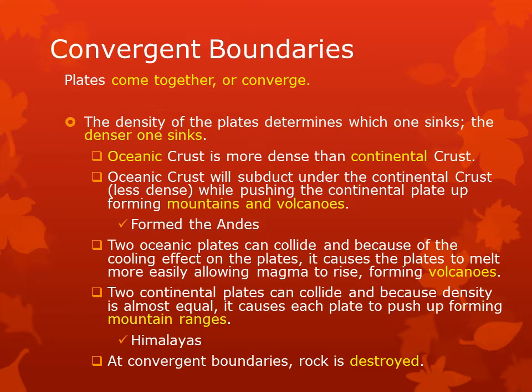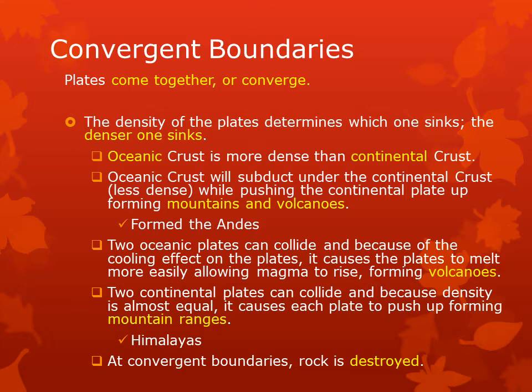And much of this is determined by the density of the plate. Generally speaking, the denser plate sinks or goes under the less dense plate. So, oceanic crust is more dense than continental crust. So as you can imagine, the oceanic crust is going under the continental crust. It's sinking below it, which is why we don't have the ocean floor creeping up the side of continents.